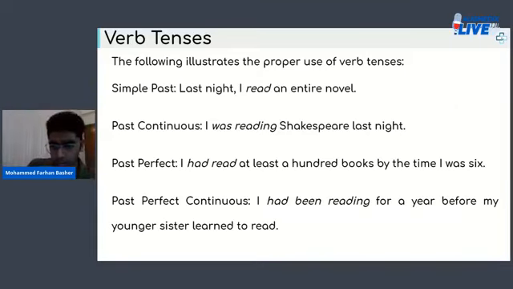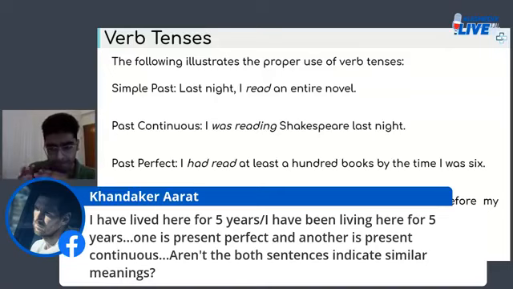Okay, we have a query here from Kondogar Arafat asking, I have lived here for 5 years. I have been living here for 5 years. One is present perfect and the other is present perfect continuous tense. Don't both sentences indicate the same meaning?